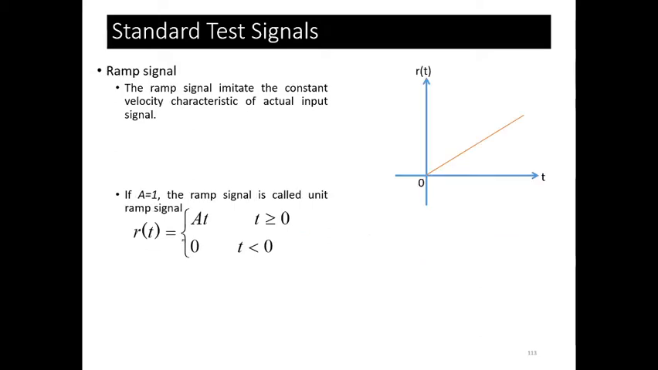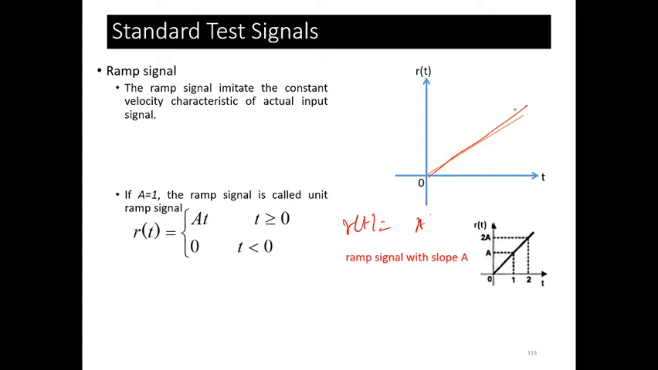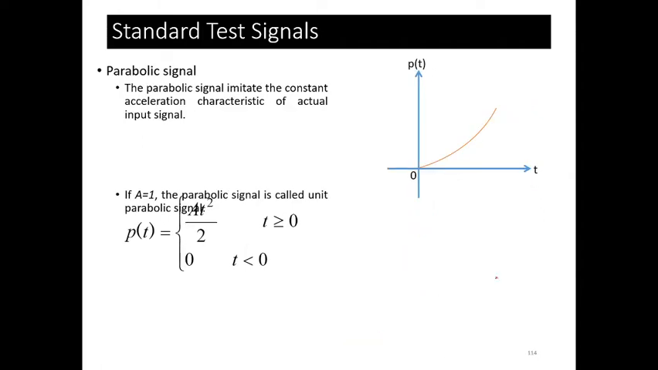The ramp signal, r(t), is nothing but A t. This is linear, for t greater than or equal to 0. This is the ramp signal with slope A, which is well known. And this is the parabolic signal, that is p(t) equals A t square by 2 for t greater than or equal to 0. This is the characteristic like this one.